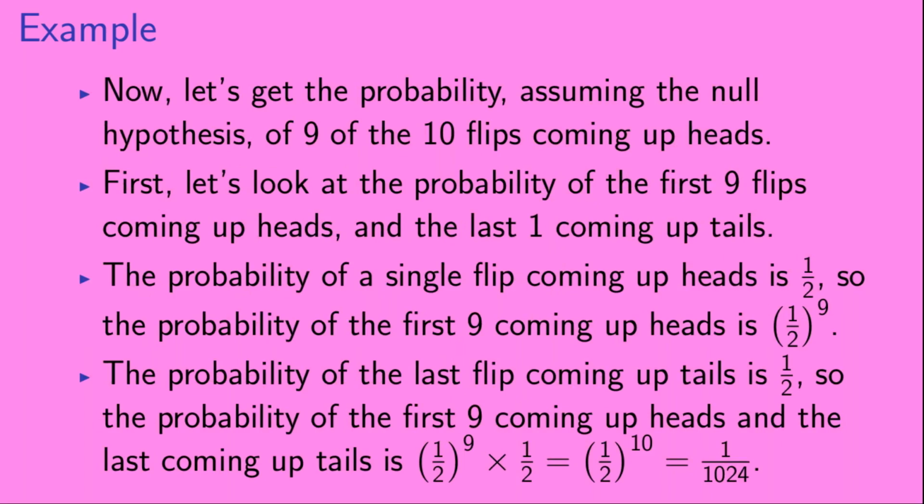Okay, now let's get the probability, assuming the null hypothesis, of 9 of the 10 flips coming up heads. First, let's look at the probability of the first 9 flips coming up heads and the last 1 flip coming up tails. The probability of a single flip coming up heads is 1/2, so the probability of the first 9 coming up heads is 1/2 raised to the 9th power. The probability of the last flip coming up tails is also 1/2, so the probability of the first 9 coming up heads and the last coming up tails is 1/2 to the 9th power times 1/2, which is equal to 1/2 to the 10th power, which is also equal to 1 over 1024.